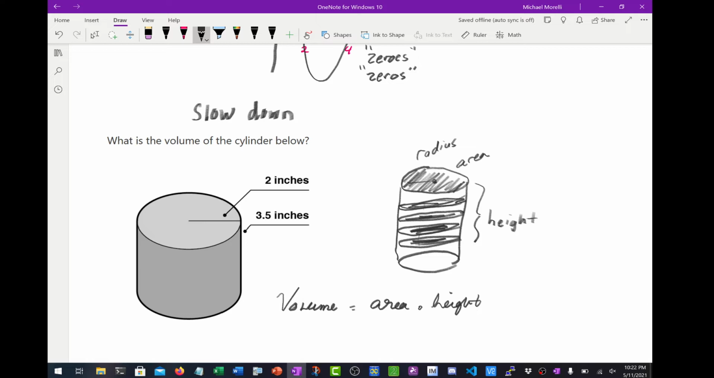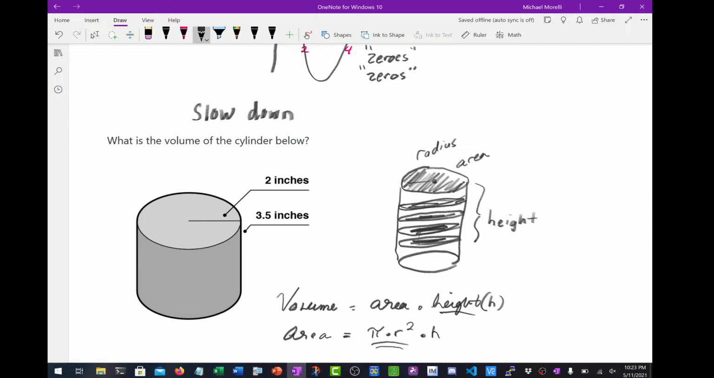Okay, so we need to find out, what's the area of a circle? The area of a circle is pi times the radius squared. So if this is the area of a circle, and the volume of a cylinder is just the area of a circle times the height of the cylinder, then let's call height h, right? Then I'm going to do pi times r squared times h.